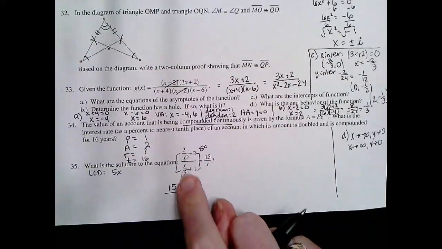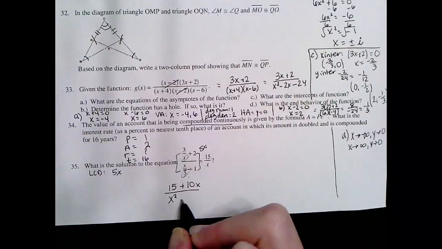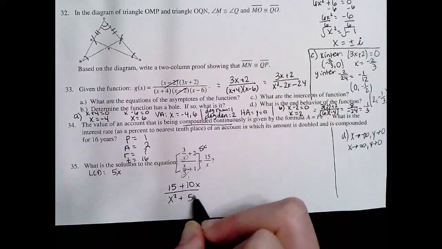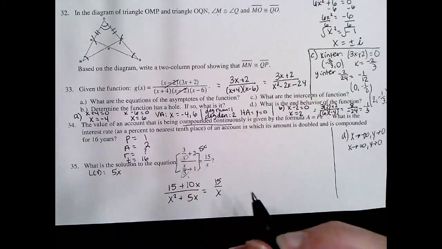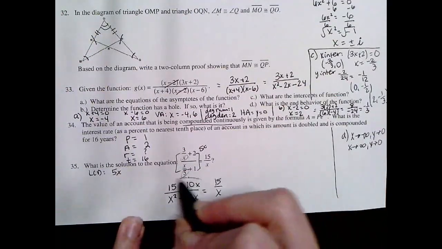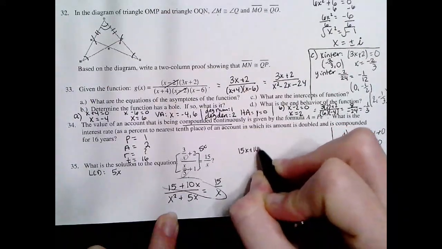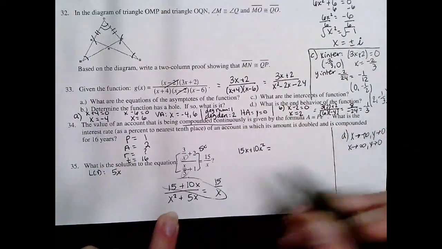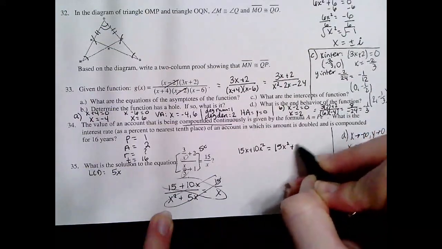Over 5x times x divided by 5. The 5's would go away, the x would times x, and you would get x squared, plus 1 times 5 is 5x, equals 15 over x. Now I can cross multiply since I have a proportion. So x is going to multiply to the 15 plus 10x, and I'm going to get 15x plus 10x squared equals 15 is going to multiply to the other side, 15x squared plus 5x.